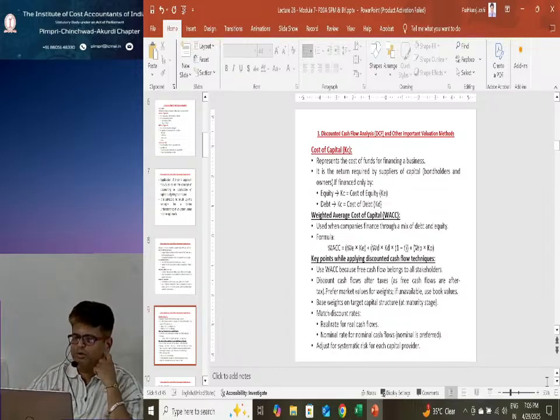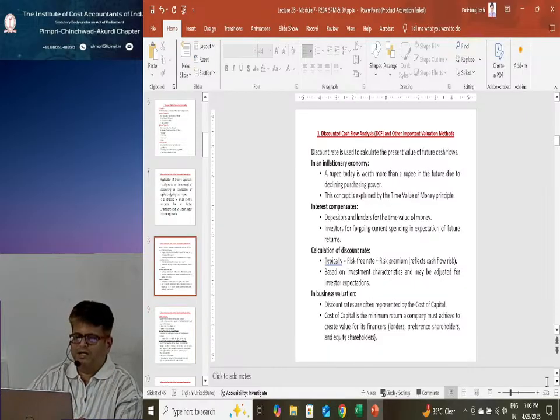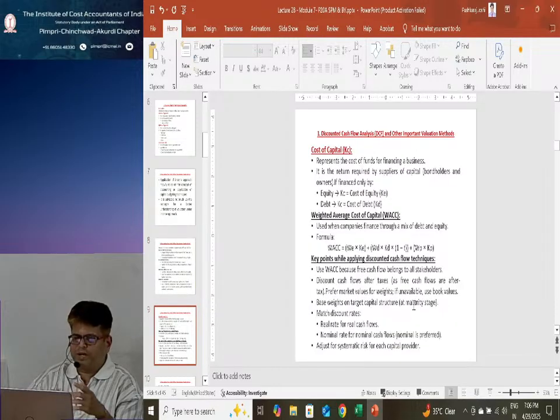Now let's get into the various concepts. As I said, it is necessary to brush up the various concepts that are involved, so we are walking you through them. The cost of capital is critical, as discount rates are often represented by the cost of capital. Cost of capital represents the cost of funds for financing a business. It is the return required by the suppliers of capital, namely bondholders and owners or promoters.